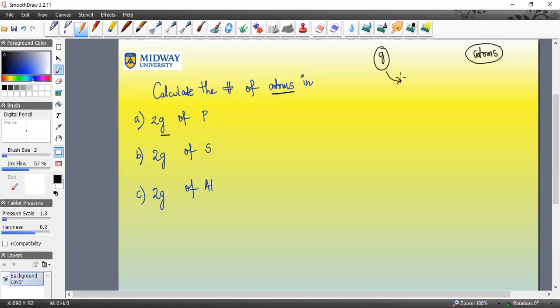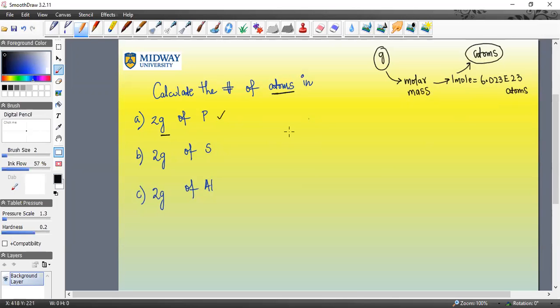So to go from grams, you need the molar mass of the substance, whatever substance you're dealing with. And then you would need the basic conversion of mole to an atom. That's how many atoms make up a mole of that substance, right? So this is the basic conversion. If you have that in mind, first we're going to solve this one.